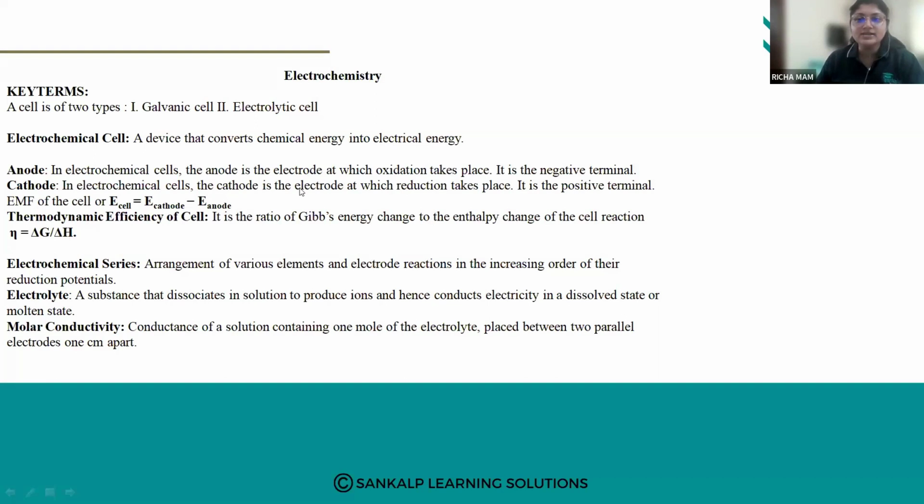Metallic conductance depends on metallic substances. Metallic substances allow the passage of electric current through them without undergoing any chemical change. In electrolytic conductance, we take the substances and allow electricity to pass through them either in the molten state or in the aqueous state. So these are the differences between metallic and ionic conductivity.